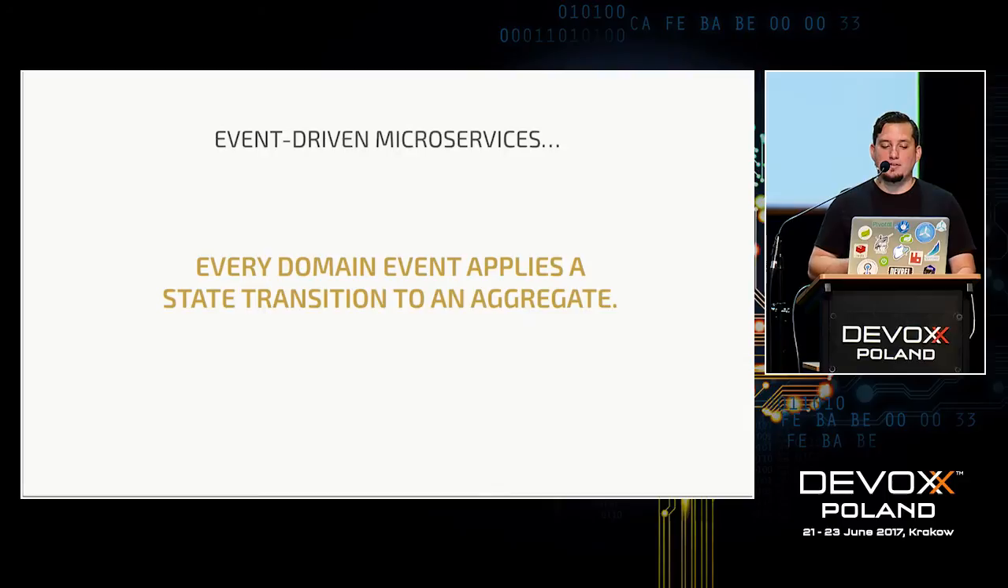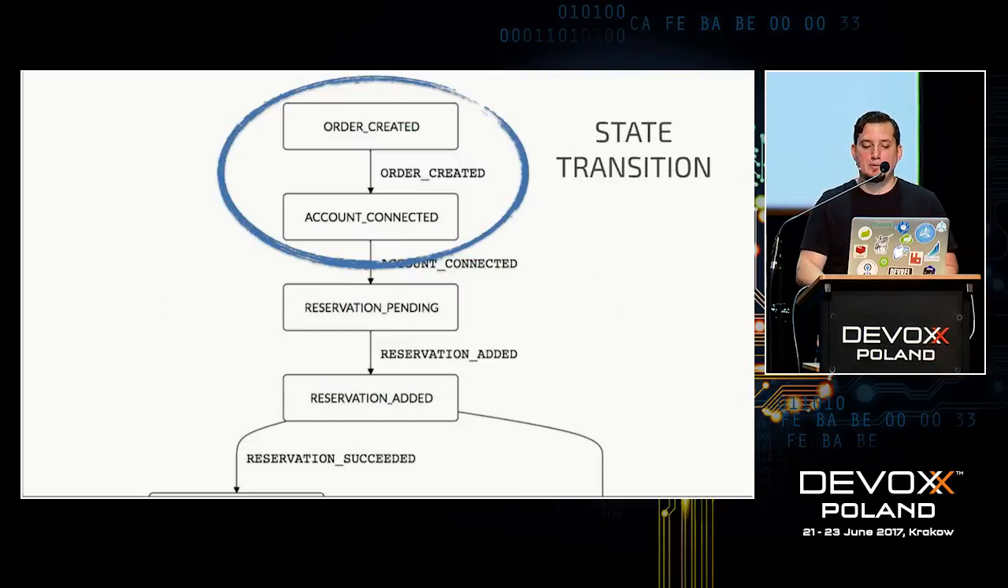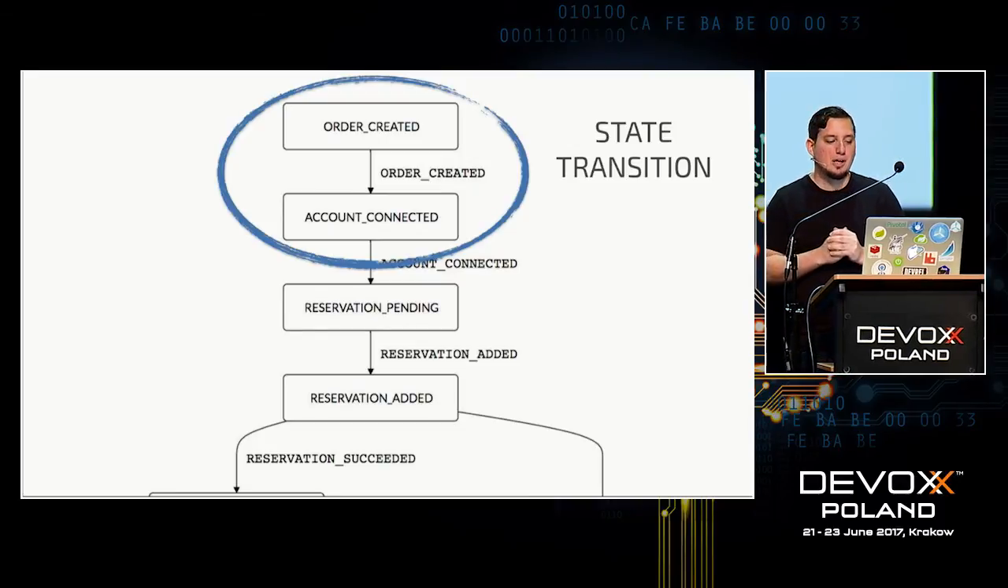Now, every domain event is going to apply a state transition to an aggregate, right? So we looked at the account earlier. That's going to be an aggregate object. It's going to have a status on it. Every time an event is processed, it's going to change that state, right? So here I have a state machine where I have an order created event, and that's going to go ahead and change the status to account connected.